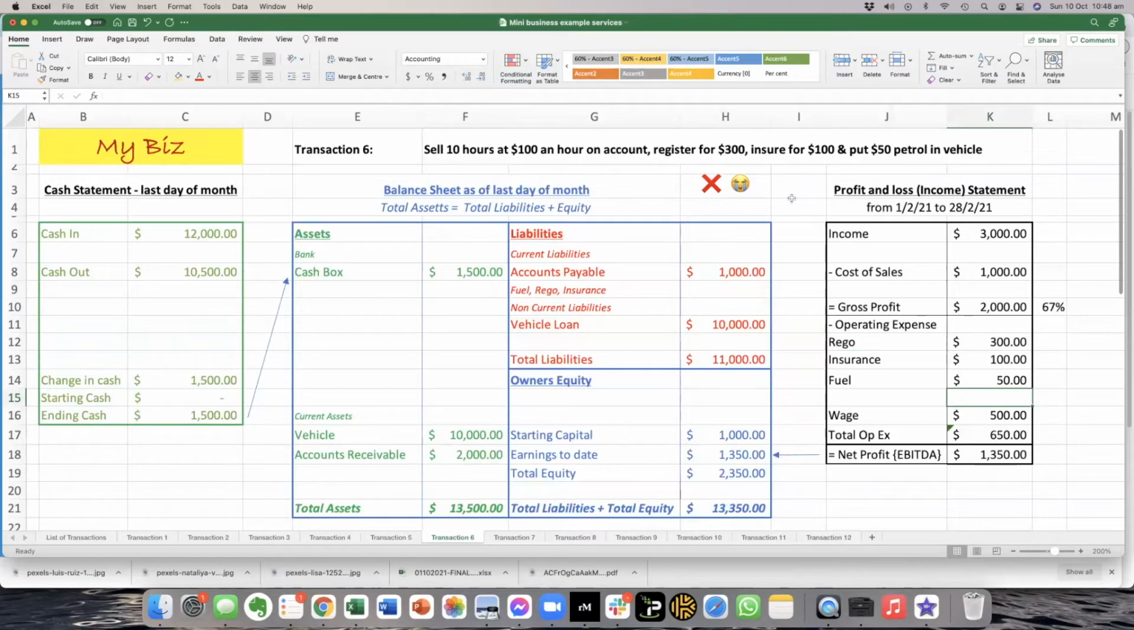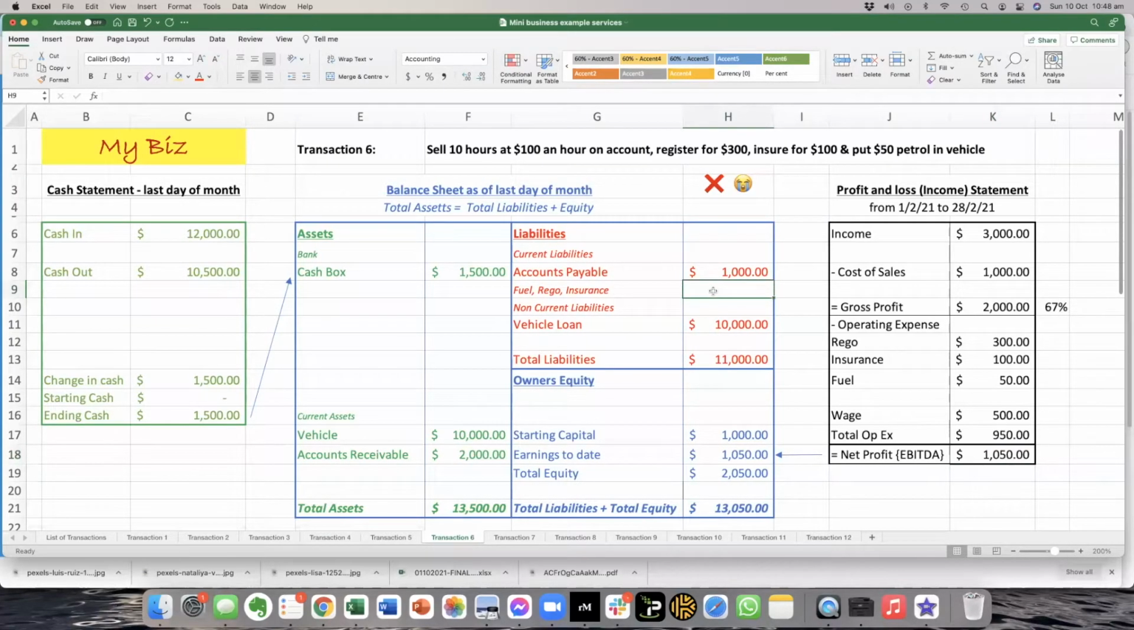Now you notice we've gone back out of balance. So we need to bring it back into balance. All right, how do we do that? I just had to adjust the total operating expenses. It wasn't adding them all up. Now you can see we're out by $450. What we've done is we're going to put the fuel, the rego and the insurance on account. We're not going to pay for them today. So we put $450 into here and bingo, guess what? We're back in balance again. Again, no cash has moved in this one. Let's move on to our next transaction and see what unfolds next.